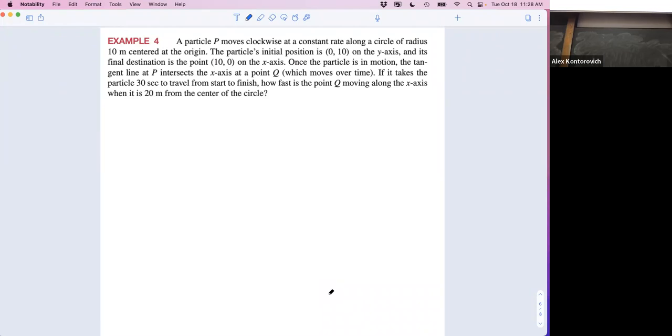All right, who needs help? Okay, so it starts at (10, 0). I gotta draw this picture. I can't help you until I know what's going on. So I got a circle centered at the origin, radius 10. It starts here at the North Pole and it ends here. This is the start, this is the end.